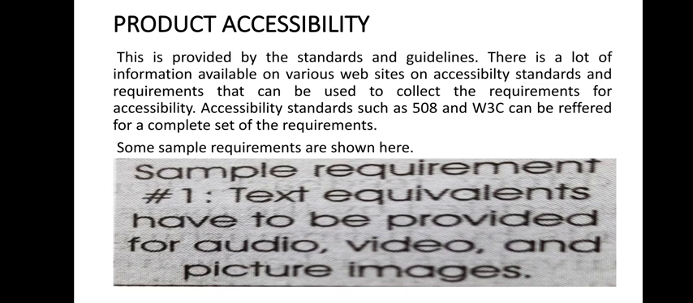You know that accessibility standards such as 508 World Wide Web Consortium standard, as you know that all these are available on the internet. Okay, so what these standards are saying? Basically, there is a lot of information available on various websites on accessibility standards and requirements that can be used to collect the requirements for accessibility. Okay, so these are basically guidelines that how you can help the physically disabled people to get a good product feeling.